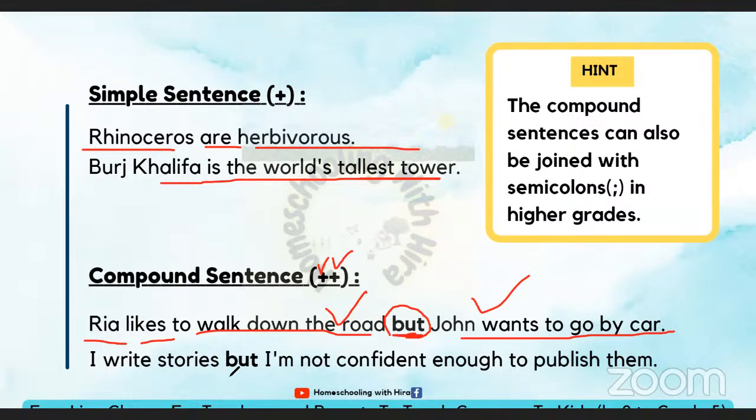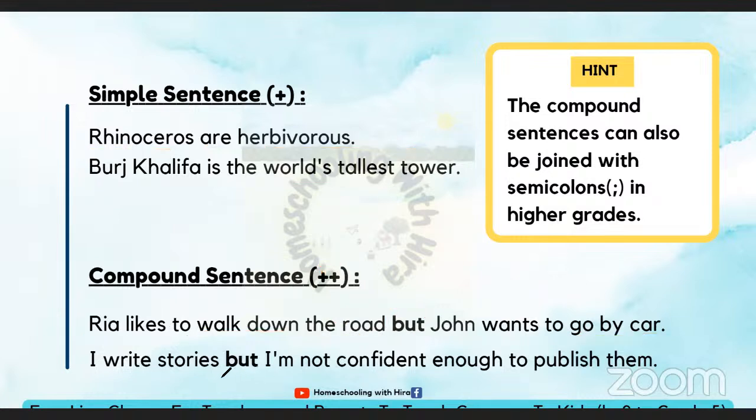I write stories. This is a complete sentence. I can stop here, but I'm not stopping here. I'm continuing, but I'm not confident enough to publish them. If I just remove but from here, put a full stop, I write stories. I'm not confident enough to publish them. These are two complete sentences, but I want to level up my structure. I'm joining them by but. That is a coordinating conjunction, FANBOYS.